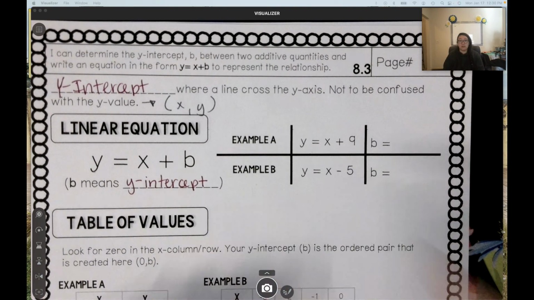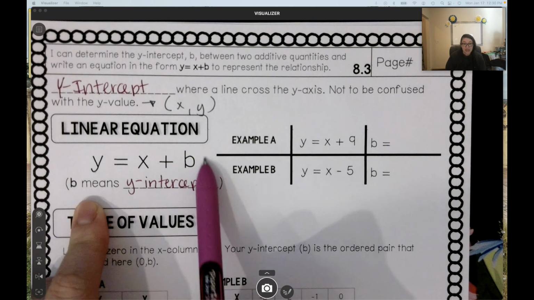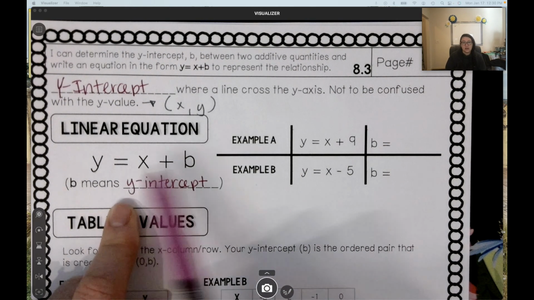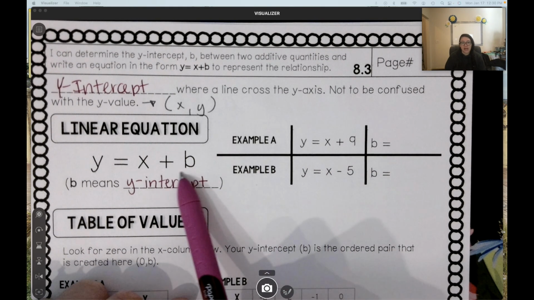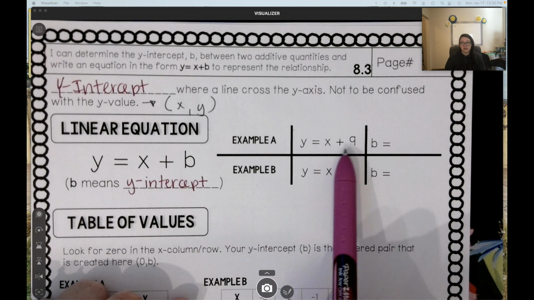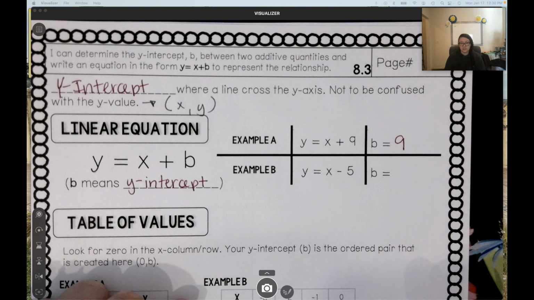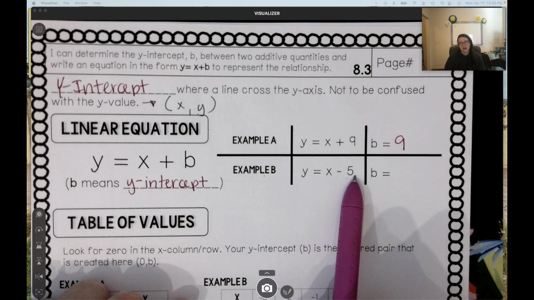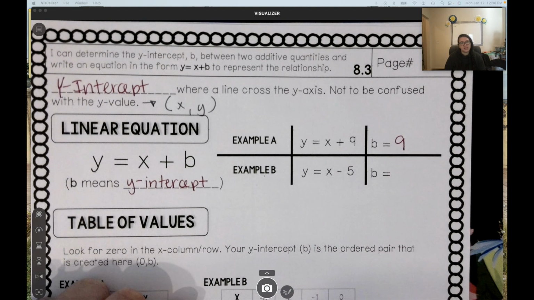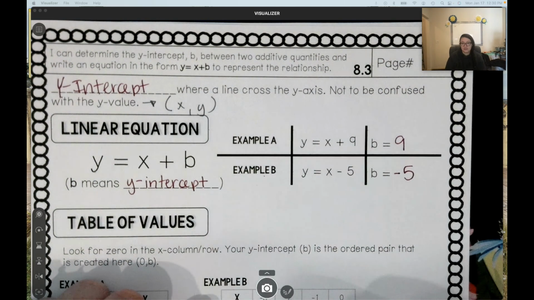So we've got two examples over here where we want to try to find the b in our equation. Again, the b is whatever is added or subtracted to our x. So example A, we have y is equal to x plus 9. What number is added or subtracted to my x? 9. So our b equals 9. Example B, y is equal to x minus 5. Here, what do you think our b is? Our b here is minus 5, negative 5.